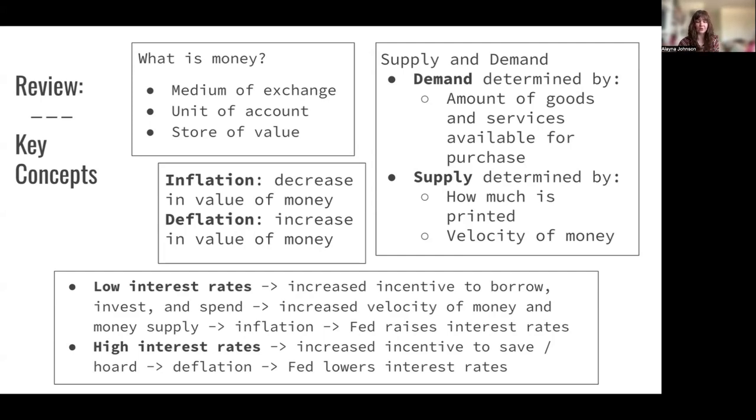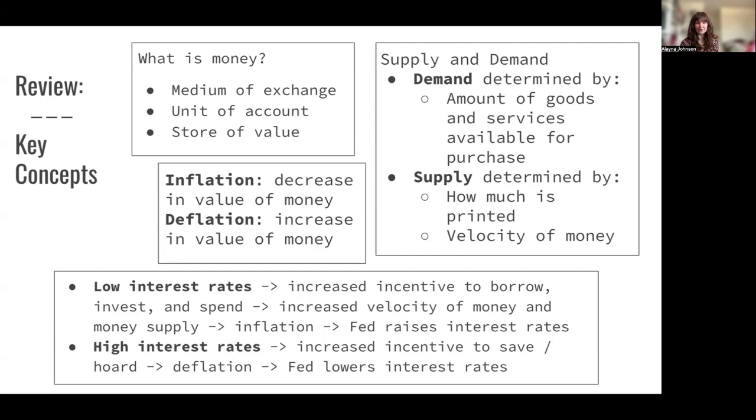And then lastly, we talked about how the Federal Reserve is able to manipulate some of these factors in order to have a semblance of control over the value of money. So when there are low interest rates, we have an increased incentive to borrow, invest, and spend. This leads to increased velocity of money and therefore an increased money supply, which then leads to inflation. Now, in response to inflation that is getting too high, the Fed will raise the interest rates. Now we have high interest rates, which leads to an increased incentive to save and hoard, which leads to deflation. And when the deflation gets too much, the Fed will then lower interest rates and the cycle will start over.